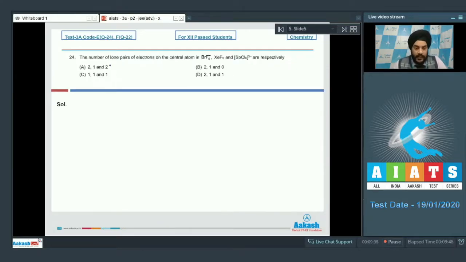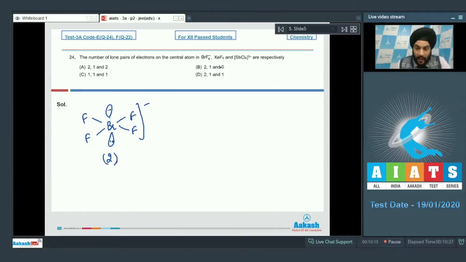Question number 24. The number of lone pairs of electrons on the central atom in BrF4 negative, XeF6 and SbCl6 negative are respectively. So we just have to draw the structure of these compounds, students. If we talk about BrF4 negative, so bromine has 7 electrons of its own. There is a negative charge which has to be occupied by the bromine atom. So bromine will have 8 electrons. 4 of them will be bonded, whereas the other 4 electrons shall be in the form of 2 lone pairs. Okay, so if we talk about the number of lone pairs over bromine, it is equal to 2.